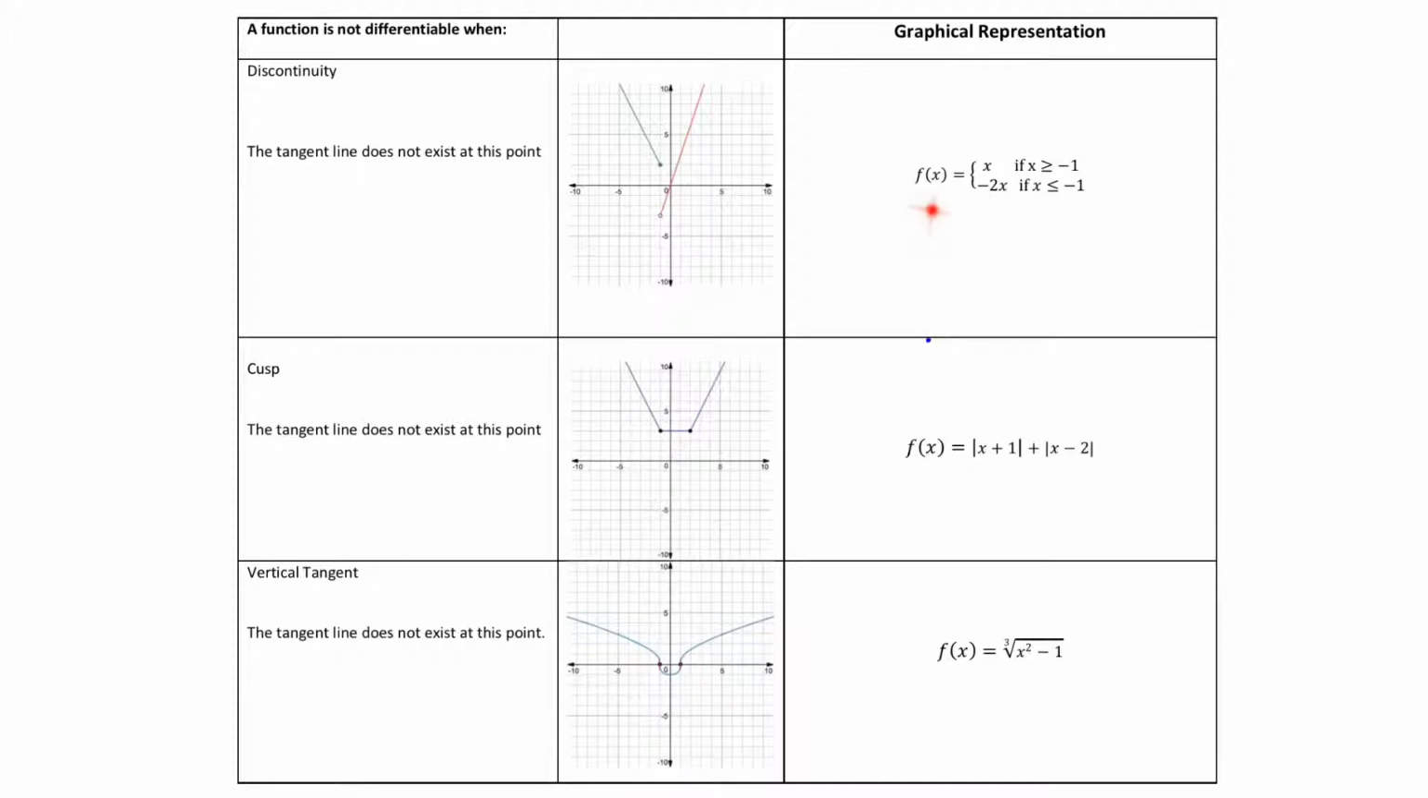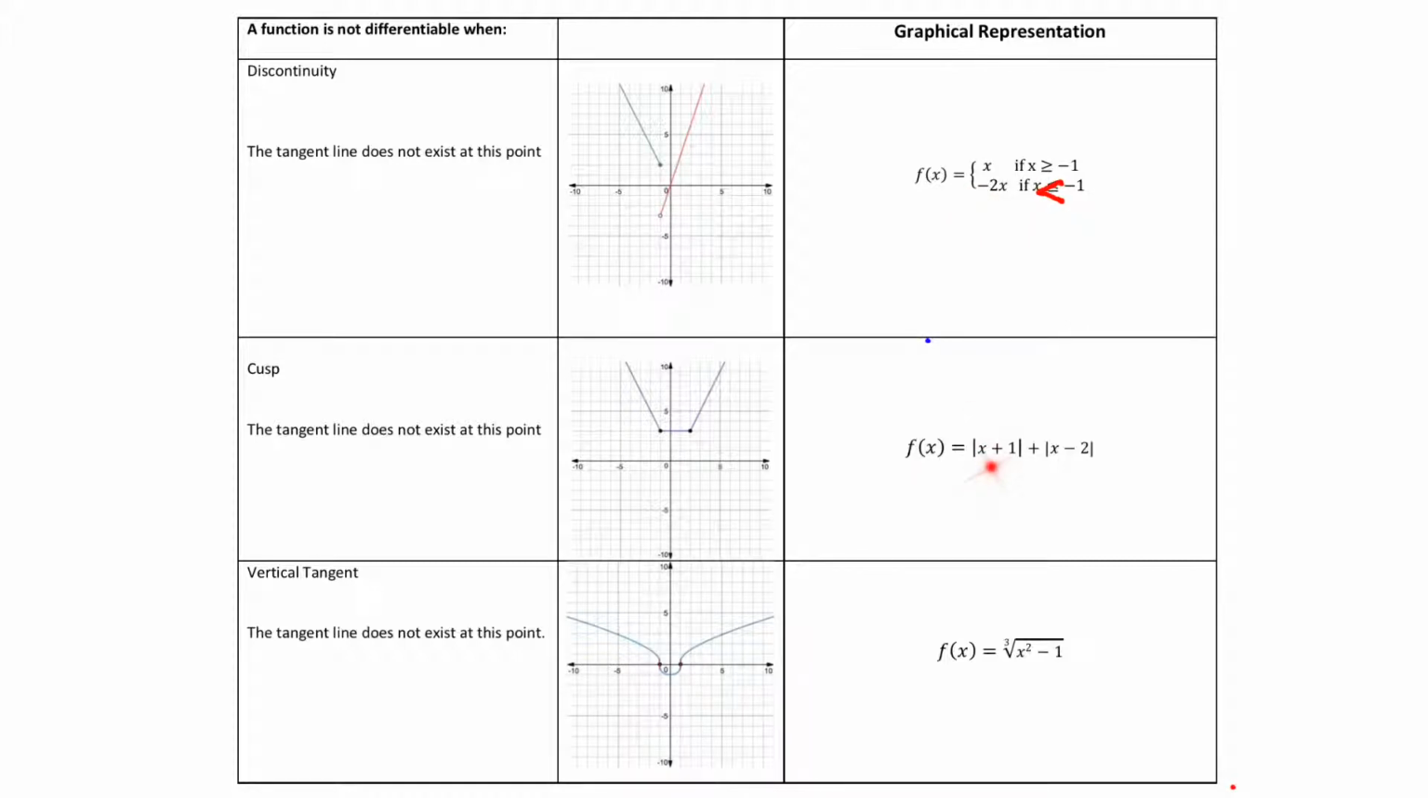For example, f of x equals x when x is greater than or equal to -1, and if x is smaller than -1, f of x equals minus 2x. It is discontinuous at x equals -1. The right side limit and left side limit are not equal. The right side limit of f of x at x equals -1 is -1, and the left side limit is 2. Since the function is discontinuous at x equals -1, the derivative of the function at x equals -1 does not exist.